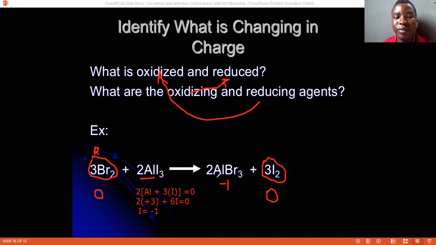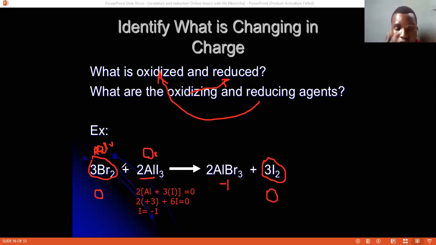So it's reduced, and this whole compound is oxidized. So the question is, which one is the oxidizing agent? So Br2 is reduced, AlI3 is oxidized. It's as simple as that.